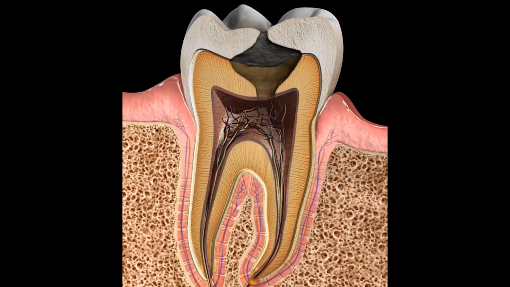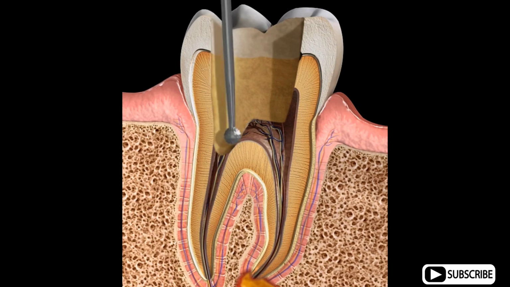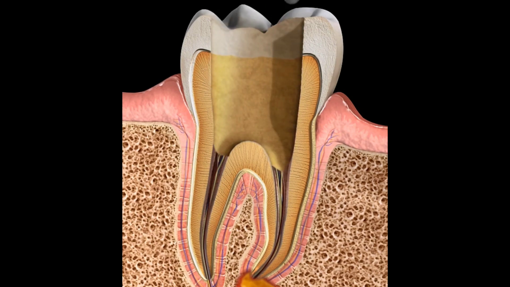During this procedure, all decay is removed using a drill, and the upper portion of the pulp is also removed, giving access to the root canal. Filing of the inside of the tooth helps to remove any remaining infected pulp, and the root canal system is cleaned. A material called gutta percha is used to fill and tightly seal the root canal system.